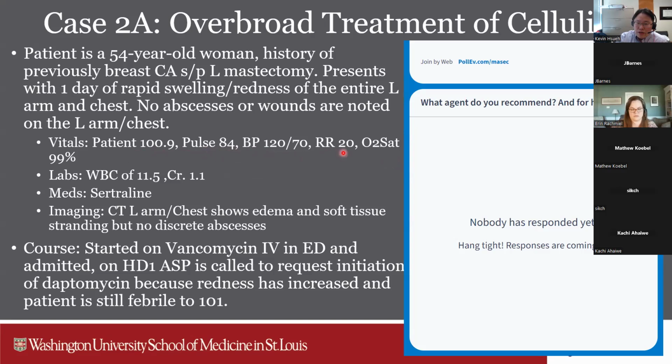Heart rate 84, blood pressure 120 over 70, respiratory rate 20, 99%. She is relatively young, 54. She's only got a mild white count elevation of 11.5. She's got a creatinine at her baseline of 1.1. She's on sertraline, and she's got a CT of her left arm and chest, which shows edema and soft tissue stranding, but no discrete abscesses. She also doesn't have a DVT, because that's why they did it.